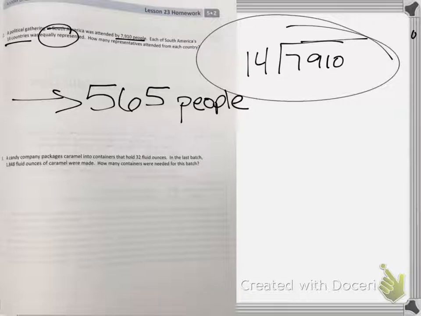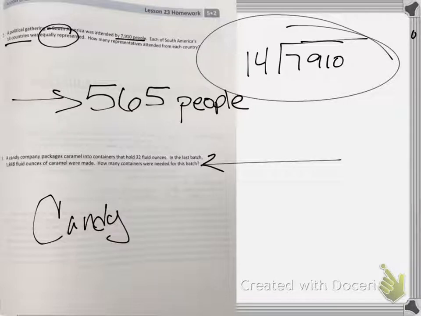A candy company packages caramel into containers that hold 32 fluid ounces. In the last batch, 1,848 fluid ounces of caramel were made. How many containers were needed for this batch? If the students solve this answer correctly, I have some candy that they can get. They can choose out of the bucket, and they can also get an extra dojo point. So I'm not going to write the answer to this one because I want to see them get it. All right, so we shall see when they come to class.